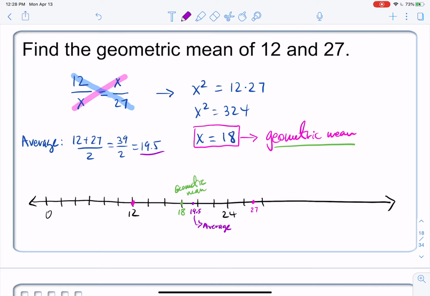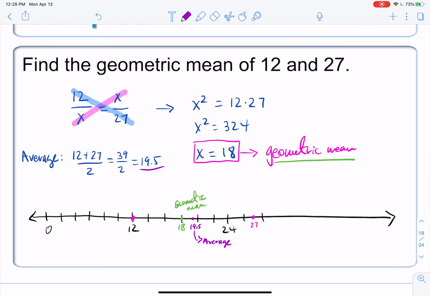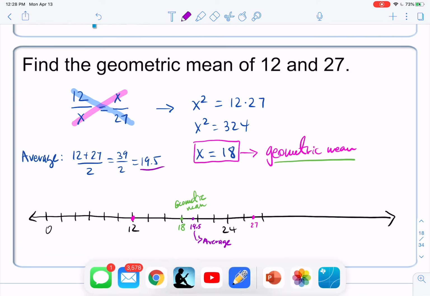Now, speaking of average, we have a pretty good grasp of what we use average for, but what do we use the geometric mean for? That's a fine question. Let's see if we can find out.